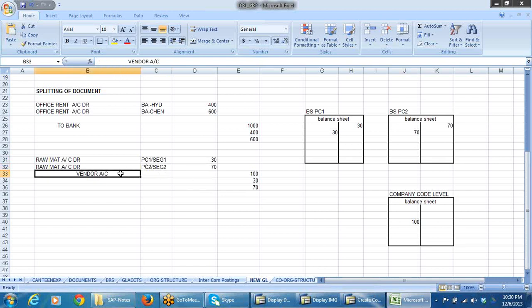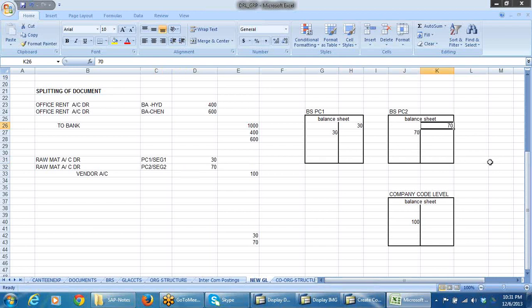Now if I am going to prepare my balance sheet by business area, that is profit center wise, and I take only 100, if you don't take this, how can I prepare the balance sheet? I cannot prepare, because see, balance sheet, profit center 1, profit center 2: here raw material 30, and profit center 2, raw material 70.